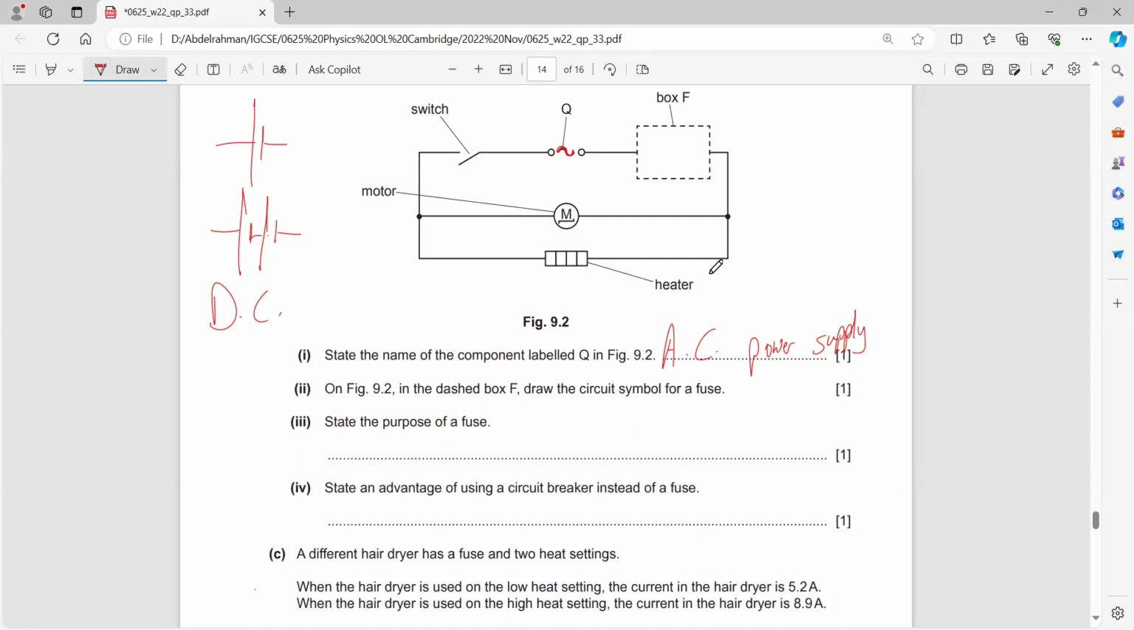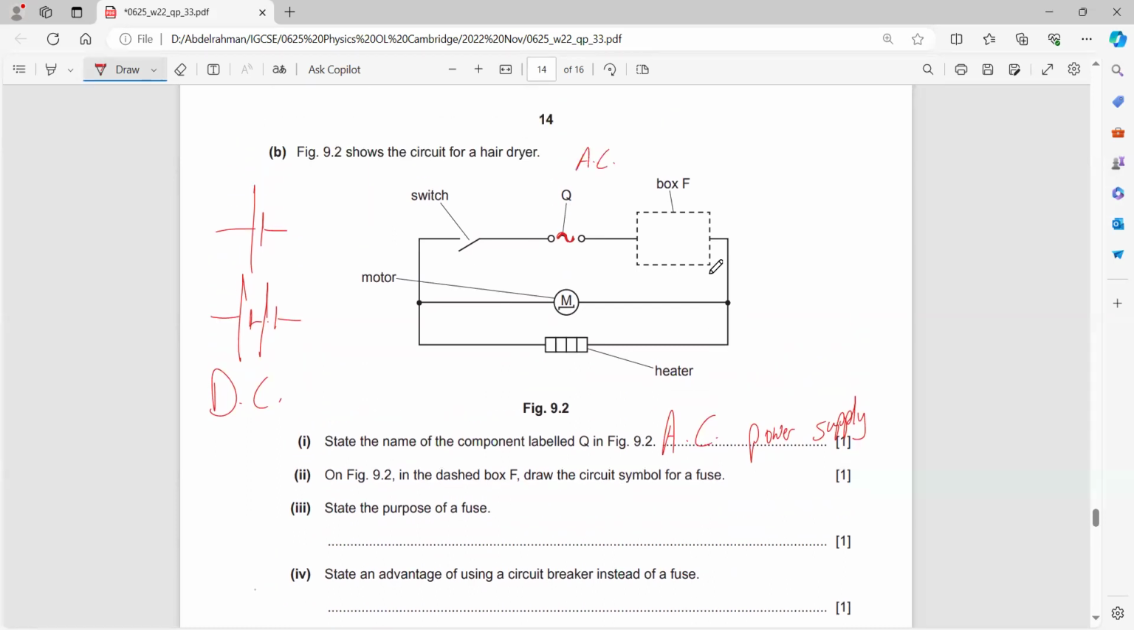In figure 9.1 draw the symbol for a fuse. We know how to draw the fuse, right? It's a box with a line going across. Exactly. This is the symbol for a fuse.